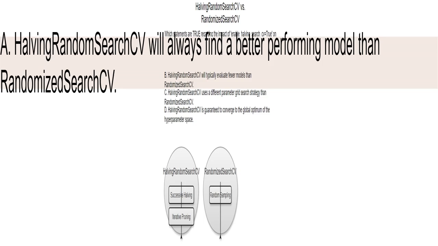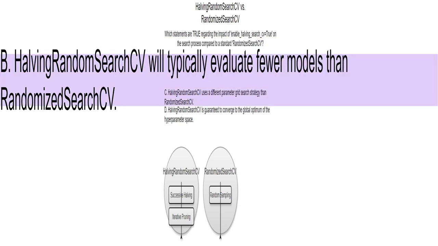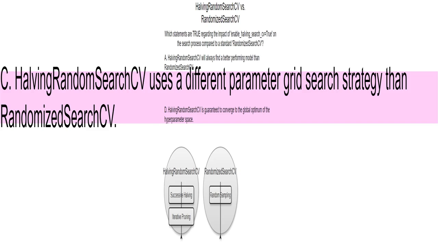This statement is true. The iterative pruning in halving random search CV means it tests fewer models than a comparable randomized search CV before it reaches a conclusion, leading to better efficiency. This is also true. Halving random search CV uses successive halving, a more focused approach, while randomized search CV simply tries random combinations. These are distinct strategies. This statement is false. Neither algorithm guarantees finding the absolute best solution. Both can get stuck in a suboptimal, local optimum, so they don't necessarily find the very best possible solution. They're great techniques, but not perfect.